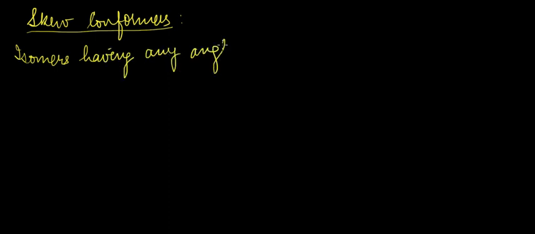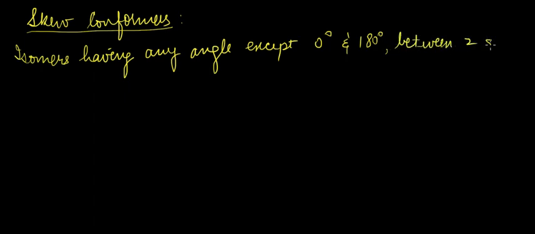So skew conformers are isomers having any angle except 0 and 180 degree between two specified groups. They are called skew conformers.